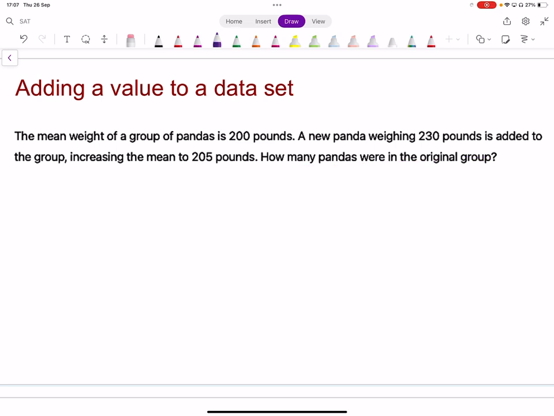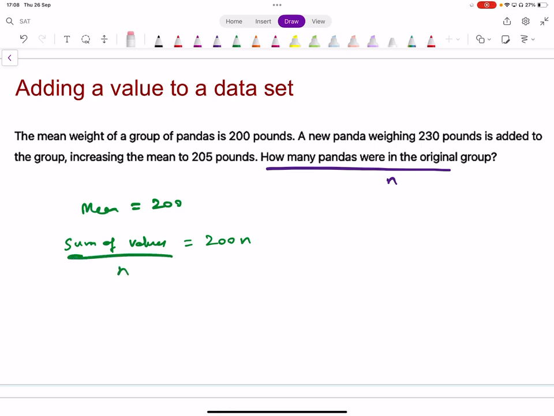Let's call this number n, the number of pandas in the original group. What was the mean for them? 200. The original mean was 200. How do you find mean? Sum of all values divided by n. Sum of values divided by n equals 200. So we can say sum of values would be 200 times n. Initially, that will be the sum of values. Is this okay? If we take n to the other side, it becomes 200 times n. That's the initial sum of values.